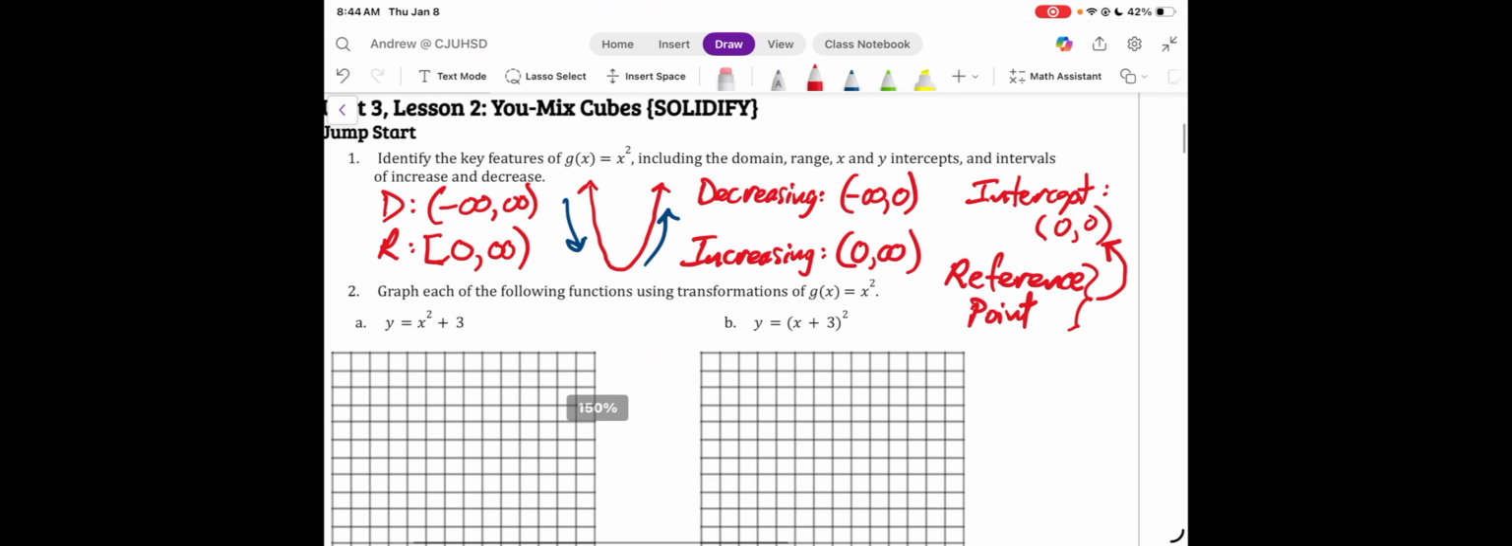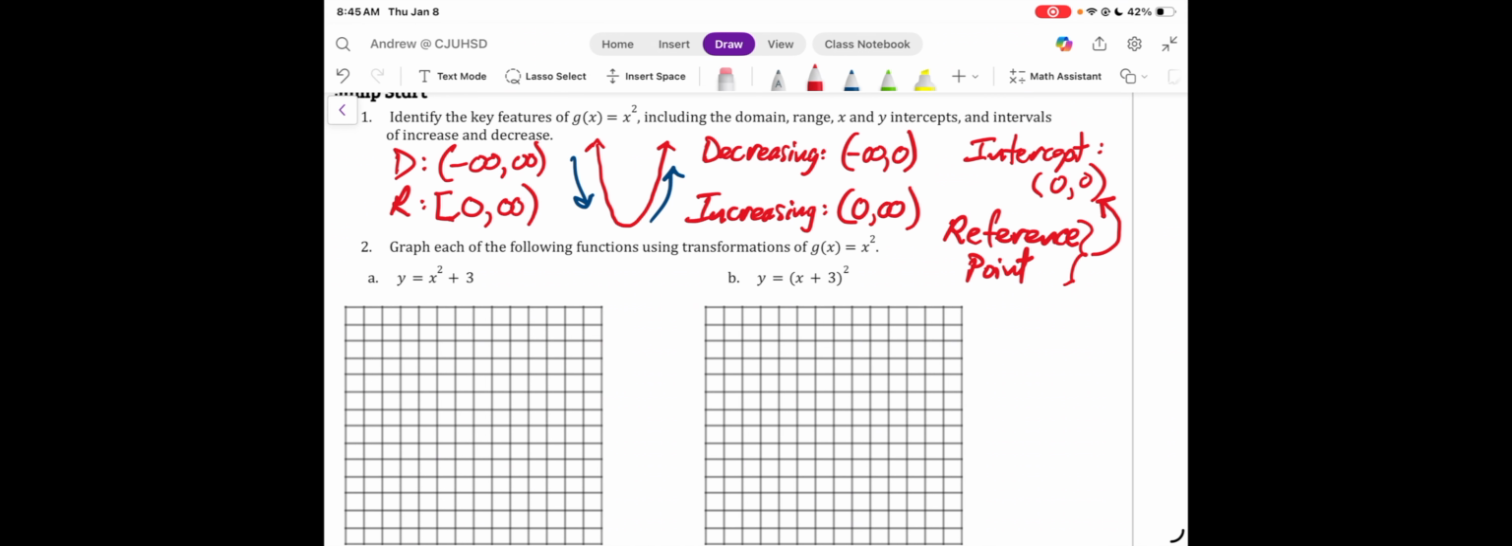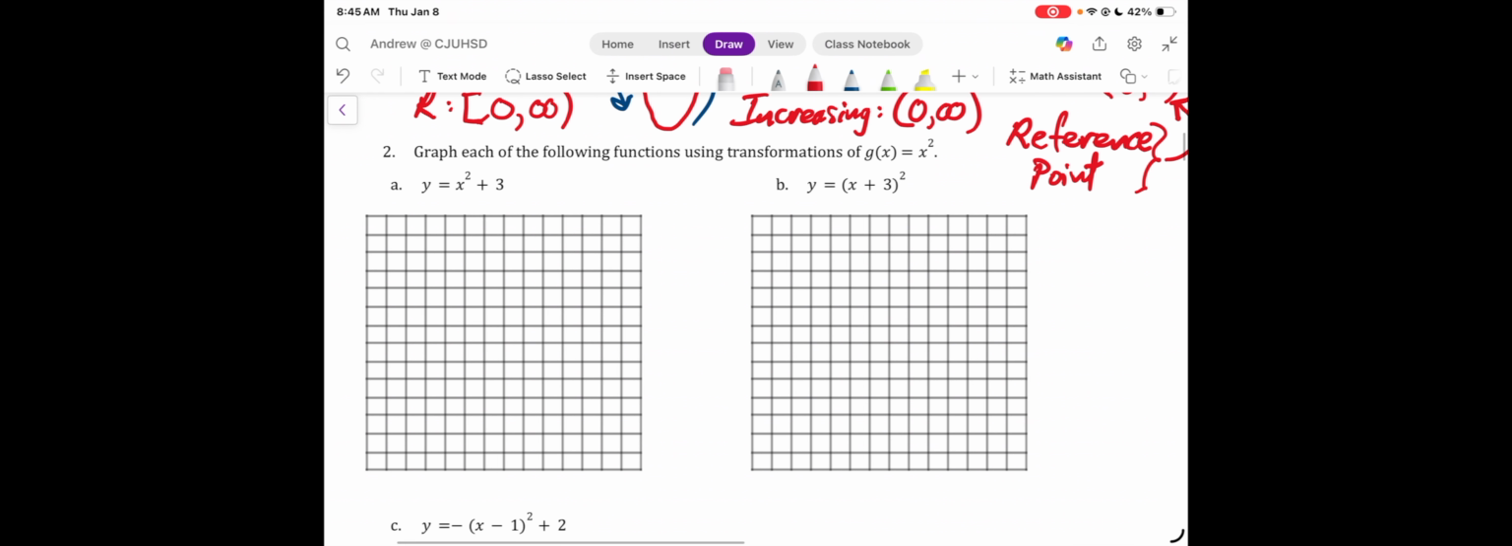Okay, so these questions here would be from last year. Graph each of the following functions using transformations of x squared. G of x is x squared. So the first one, this plus 3, that's a shift up. Here's our x and y axis, and normally we would be going through 0, 0, but that reference point is moved up 3 to here, and then we form that parabola shape.